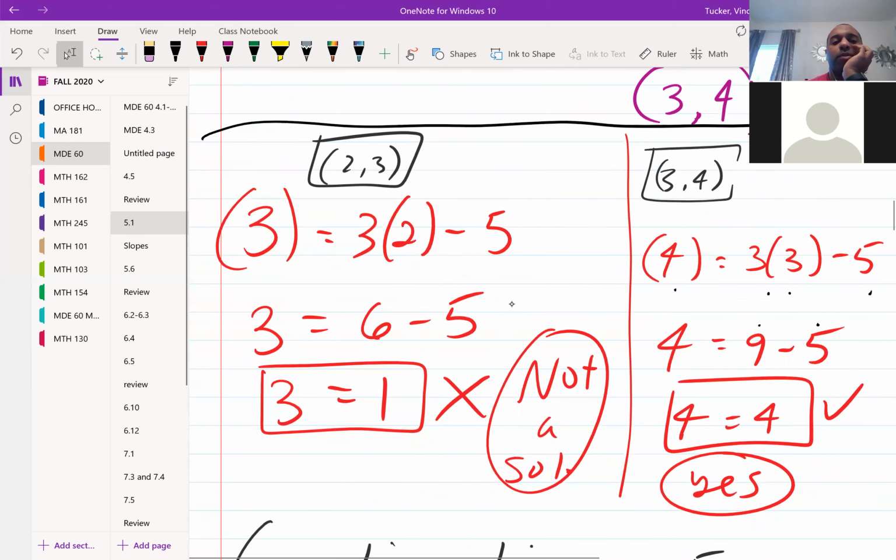All right, so the first one, plugging in 2, 3. Plugging in 3 for Y, and then 2 for X. So that's 3 on the left, 3 times 2 is 6. 6 minus 5 is 1. So we have 3 equal to 1, which is not true. So that means that is not a solution.